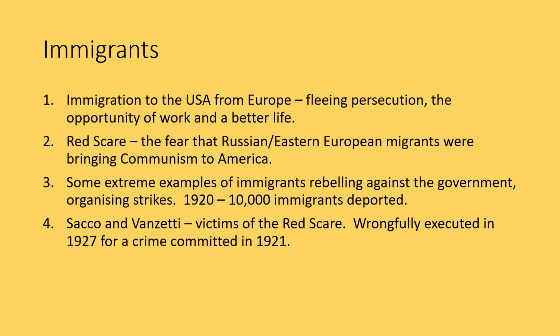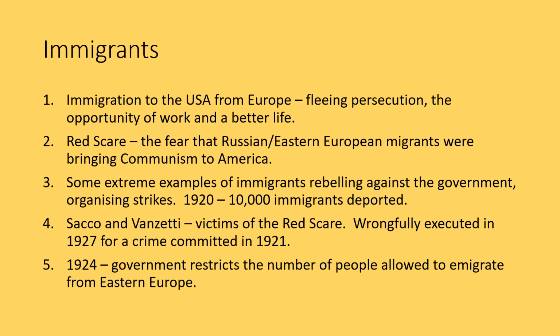So Sacco and Vanzetti are two good specific examples of people who were victims of the Red Scare that were used as examples by the American government to scare people away from communism. In 1924, one of the ways that America tried to control this flow of communists into America was they set up a quota that restricted the number of people who were allowed to enter America from Russia and Eastern Europe to try and reduce the numbers that were entering.